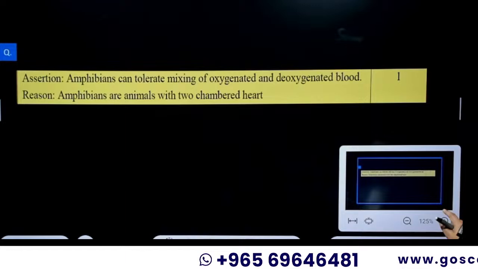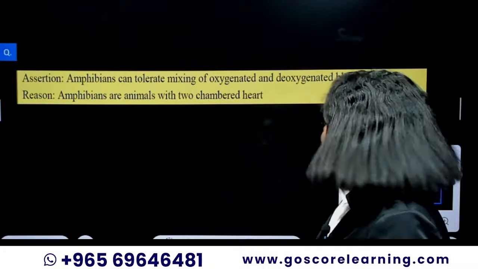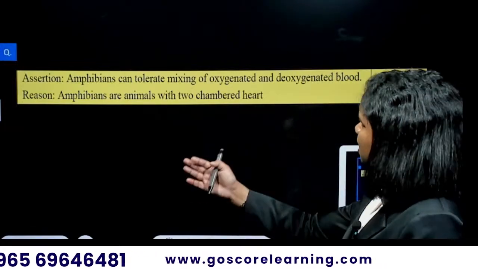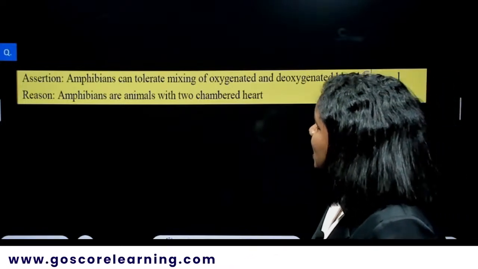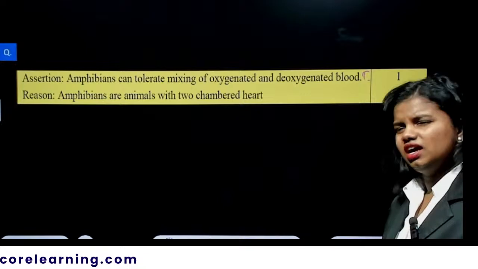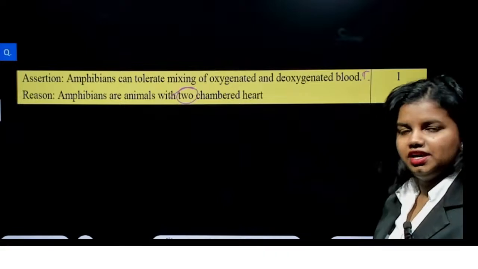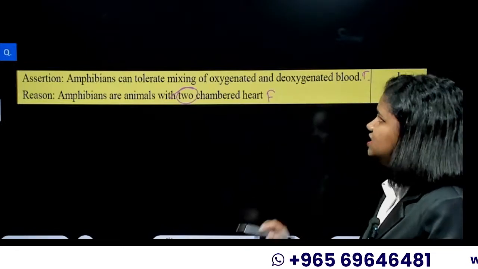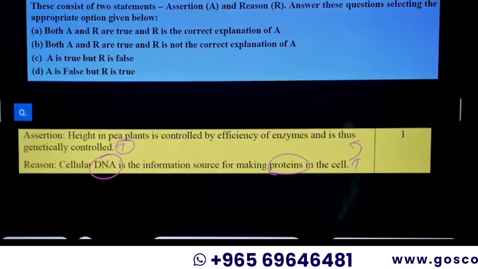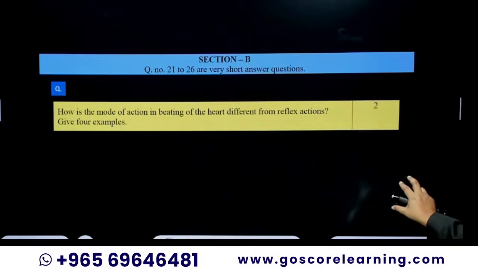Then, amphibians can tolerate mixing of oxygenated and deoxygenated blood. Is that true? Yes, amphibians can do that. And amphibians are animals with two-chambered heart. I think it's evidently clear. See, amphibians have a three-chambered heart, right? Fish are the group of animals which have a two-chambered heart. So the statement is true and the reason given is false. So that's definitely A is true, R is false. C, right? Okay, section B.